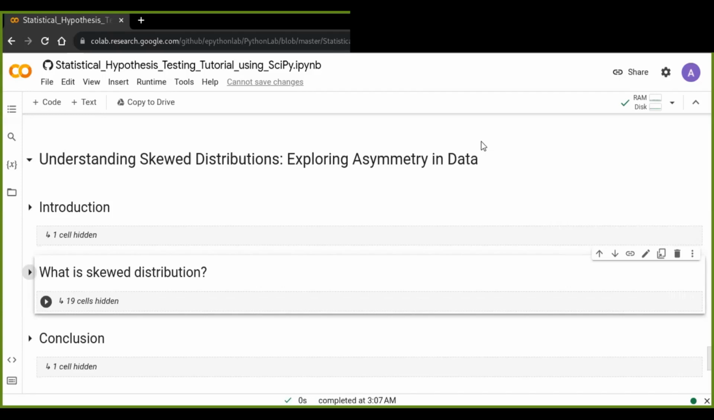Understanding the characteristics of positively and negatively skewed distributions is fundamental for interpreting data accurately and making informed decisions. In this tutorial, I will delve into the concepts of skewed distributions, exploring both positive and negative skewness with real-world examples and corresponding visualizations. By the end of this tutorial, you will have a comprehensive understanding of how to identify, interpret, and analyze skewed data, empowering you to navigate complex data sets with confidence.